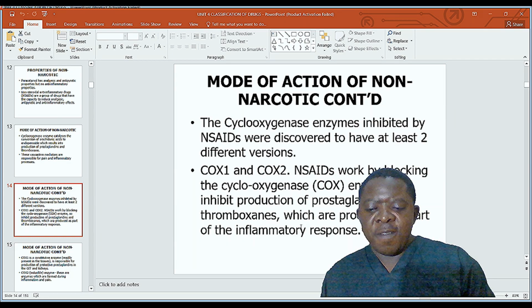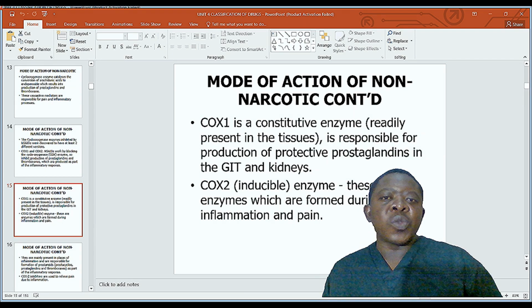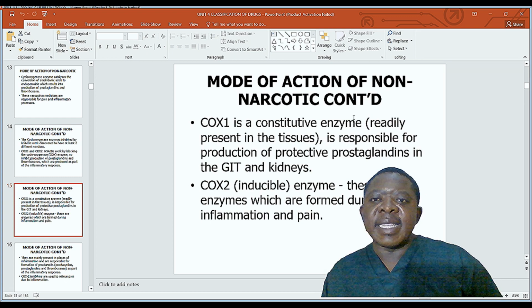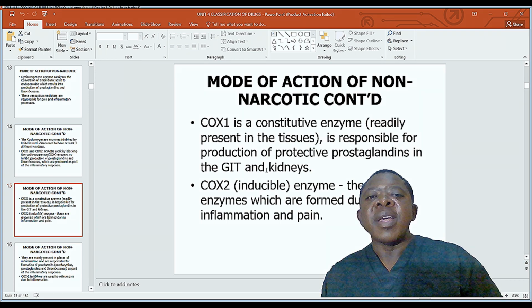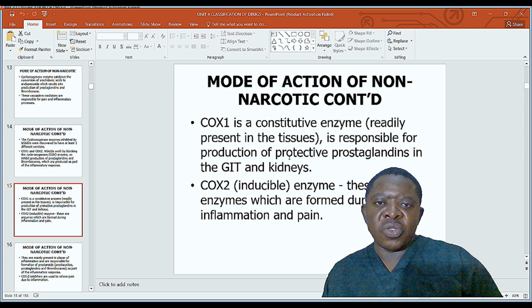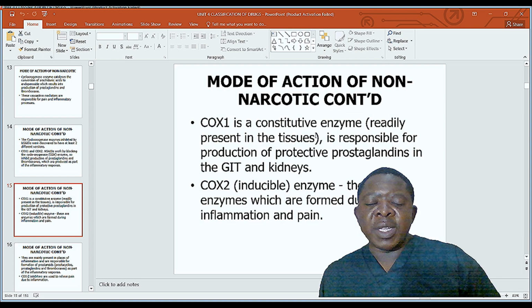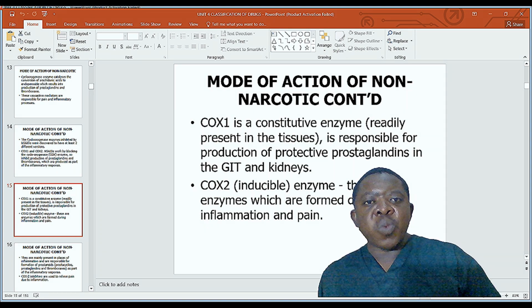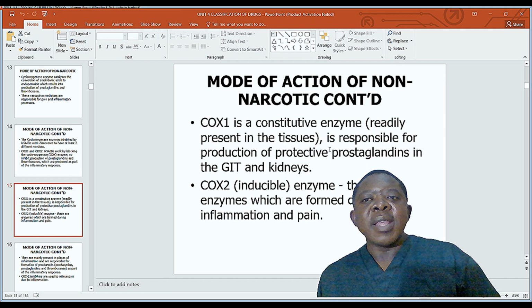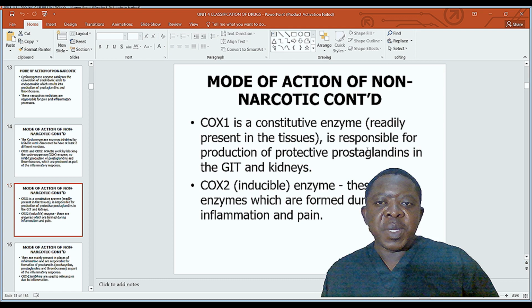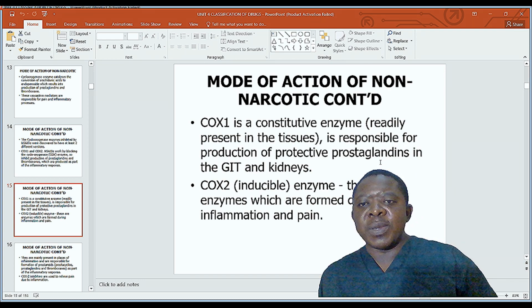COX-1 is a constitutive enzyme, repeatedly present in the tissues, and is responsible for production of protective prostaglandin in the gastrointestinal tract and the kidney. So COX-1 is always present. That is what you need to know. The cyclooxygenase 1 is a constitutive enzyme that is always present within the tissue, and is responsible for the production of protective prostaglandin within the gastrointestinal tissue or the kidneys.